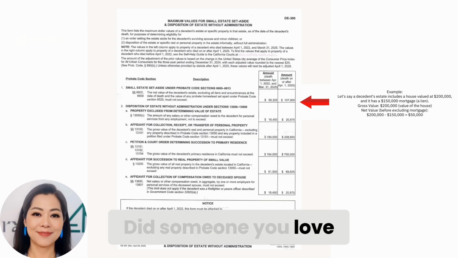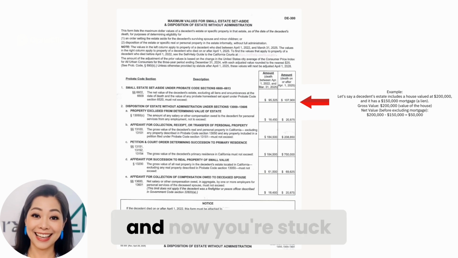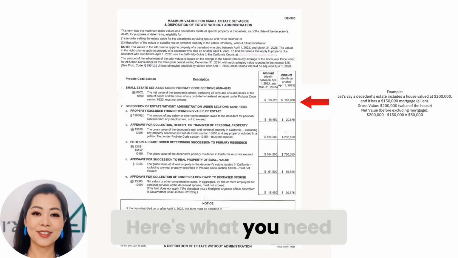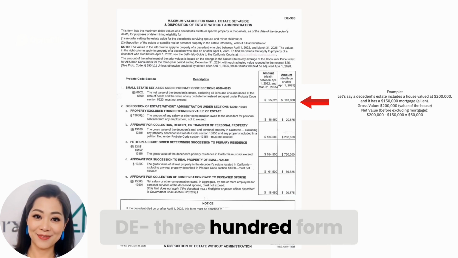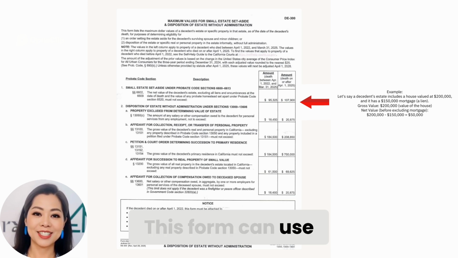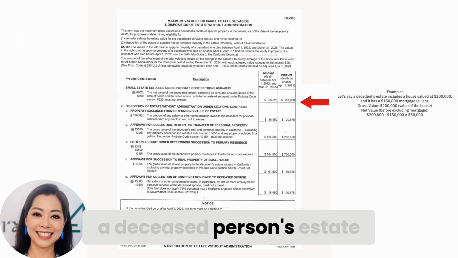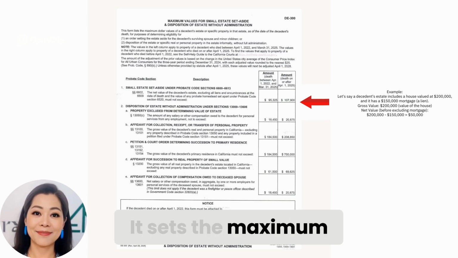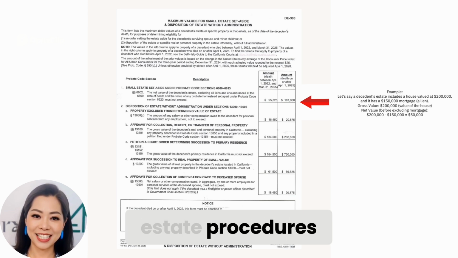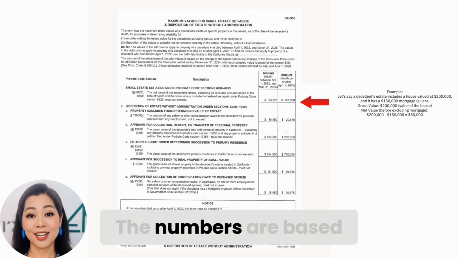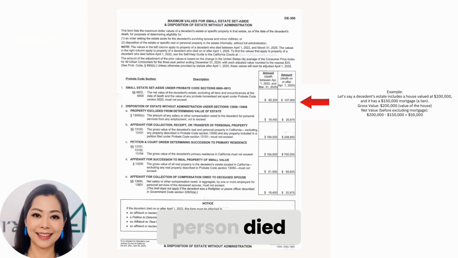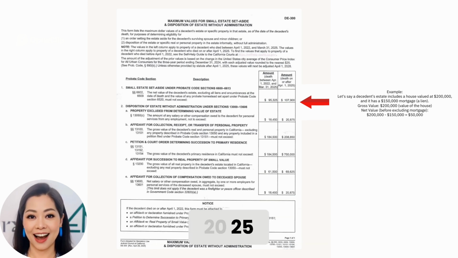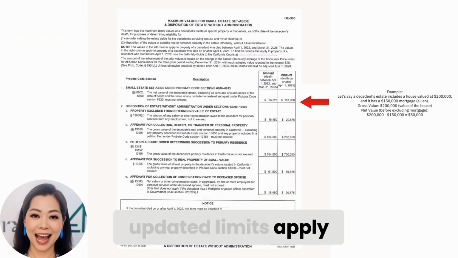Did someone you love pass away in California, and now you're stuck wondering if probate is required? Here's what you need to know about the DE-300 form. This form can be used to claim property of a deceased person's estate without going through full probate. It sets the maximum values allowed for small estate procedures. The numbers are based on the date the person died. If they passed away on or after April 1st, 2025, updated limits apply.